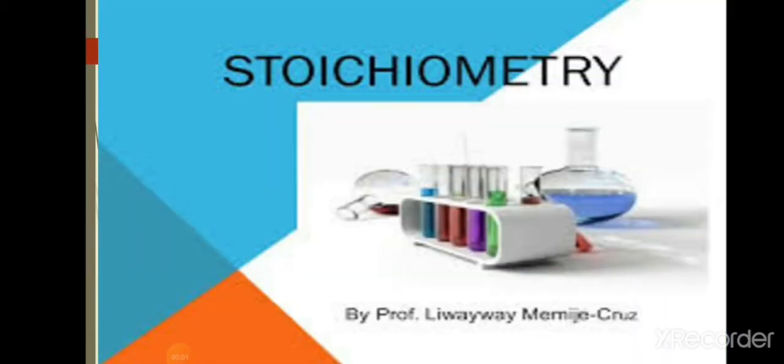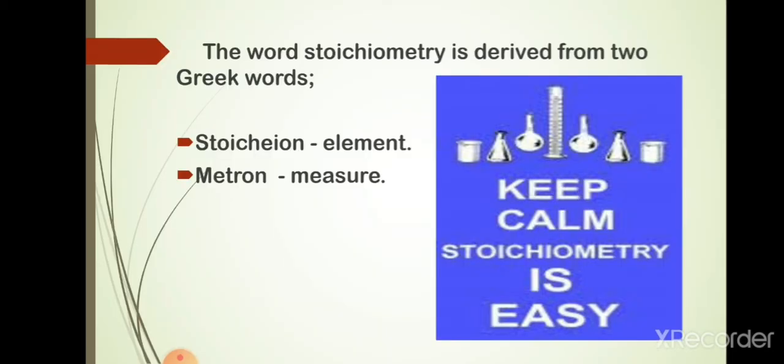Hello children, today we are learning about stoichiometry and stoichiometric calculations. As you pronounce the name, it is difficult to pronounce, but the concept is so simple. The word stoichiometry is derived from two Greek words. One is stoichion, which means element, and metron, which means measure.